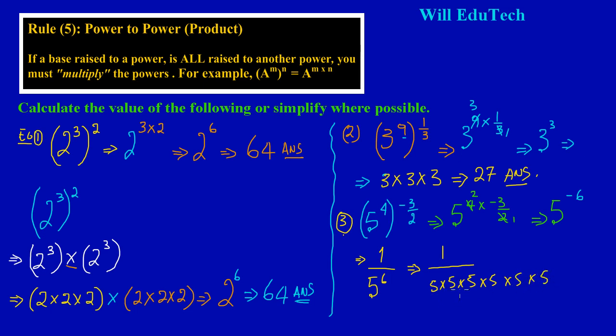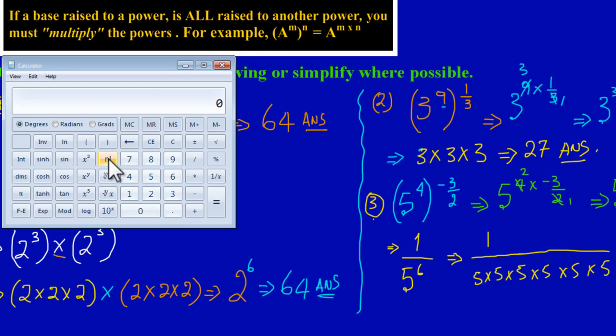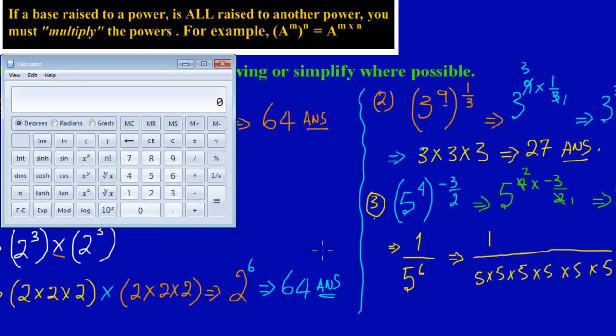How many 5s? 1, 2, 3, 4, 5, 6. And that can be easily calculated. So let's quickly bring up our calculator. Okay, so here's our calculator. Basically what we have is a base 5.